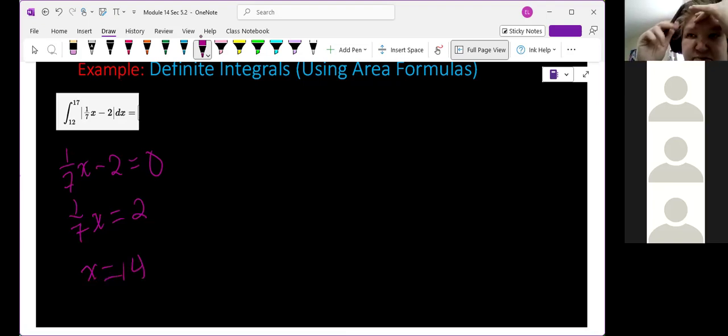So before 14, this is going to be a decreasing graph because absolute values make a sharp cornered V. The 1/7 is going to make it a really wide V. If it was like 7x, it'd be a sharp and narrow V.